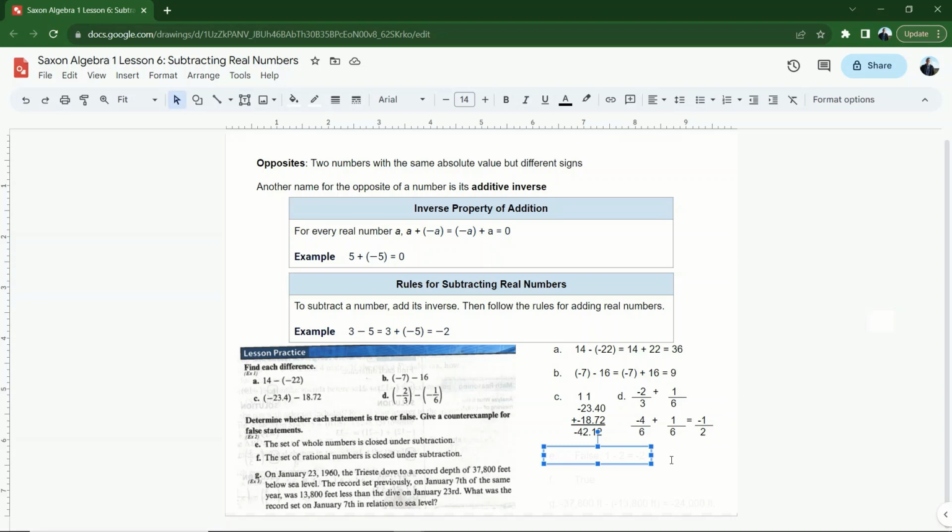By the way, do you remember that everything was closed under addition? Addition was a really simple operation. Subtraction is a little bit more complicated. Can the set of whole numbers be closed under subtraction? Well, if I subtract 5 from 3, do I get a whole number? 3 and 5 are both whole numbers, but when I subtract 5 from 3, I get a negative number, which is no longer whole, it's an integer. So we would say that this is a false statement.